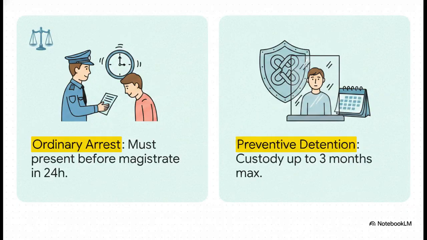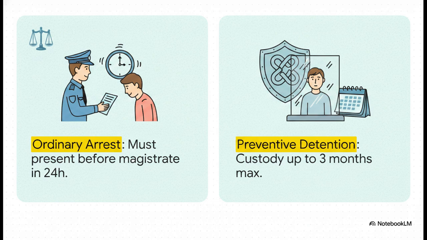Still under the right to freedom, we have Article 22, which protects against arbitrary arrest. You definitely cannot confuse the 2 forms of arrest on the exam. Ordinary arrest means the police have to tell you why you're being arrested, and critically, they must present you before a magistrate within 24 hours.